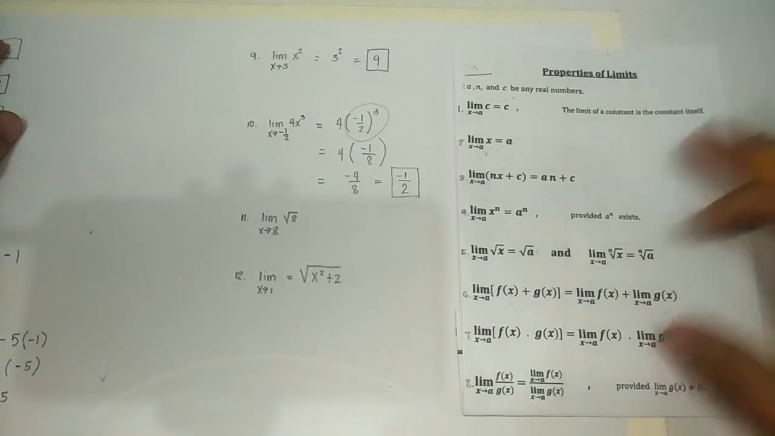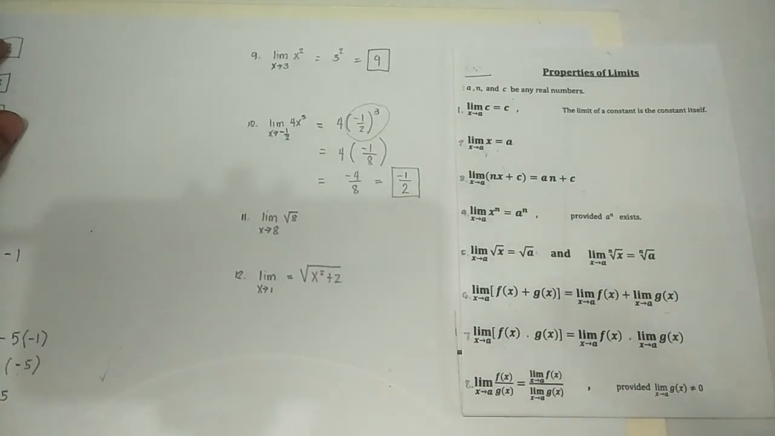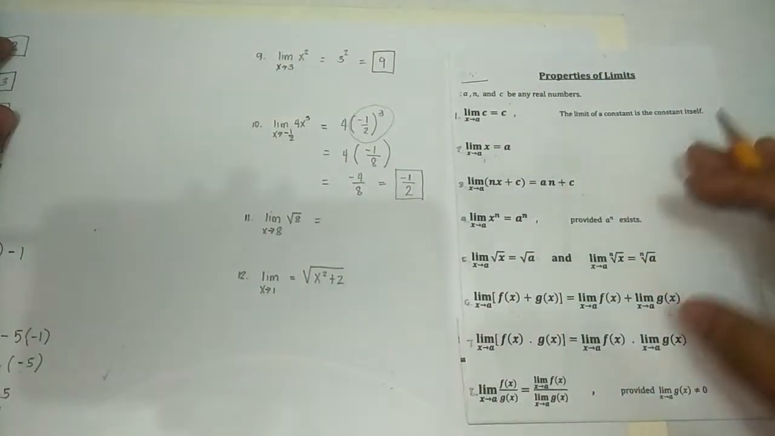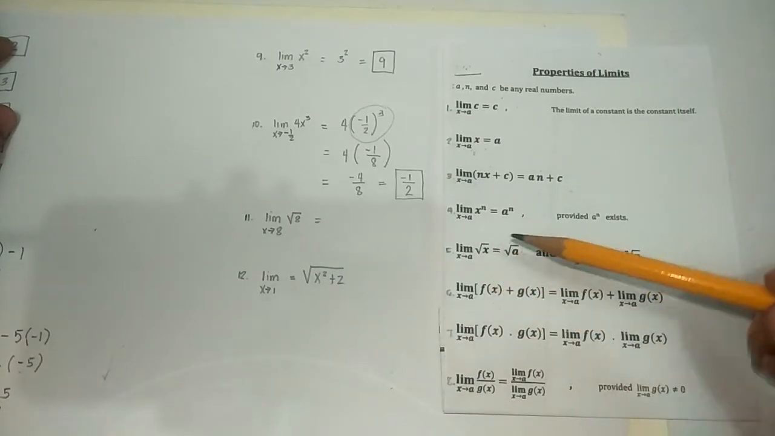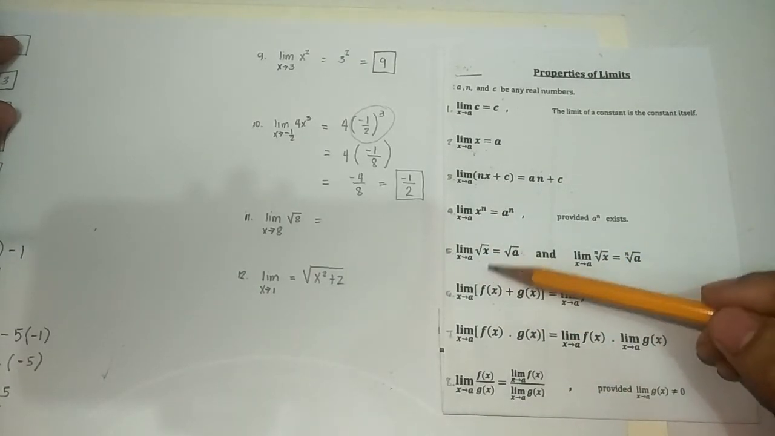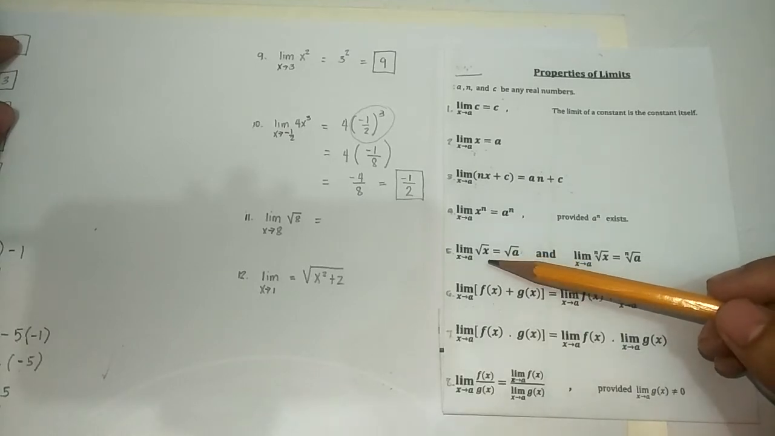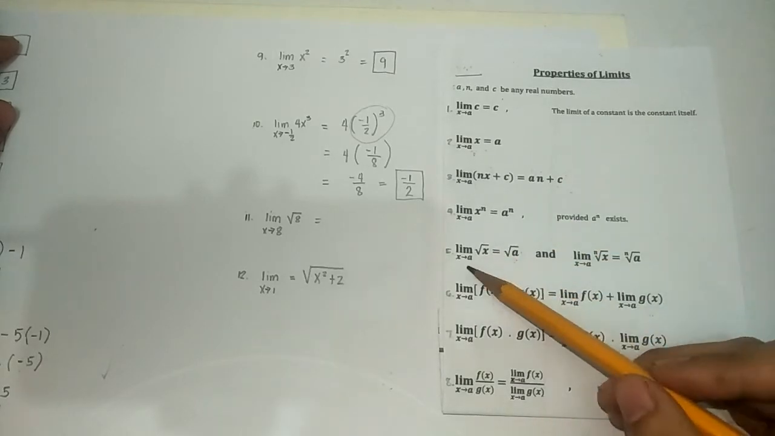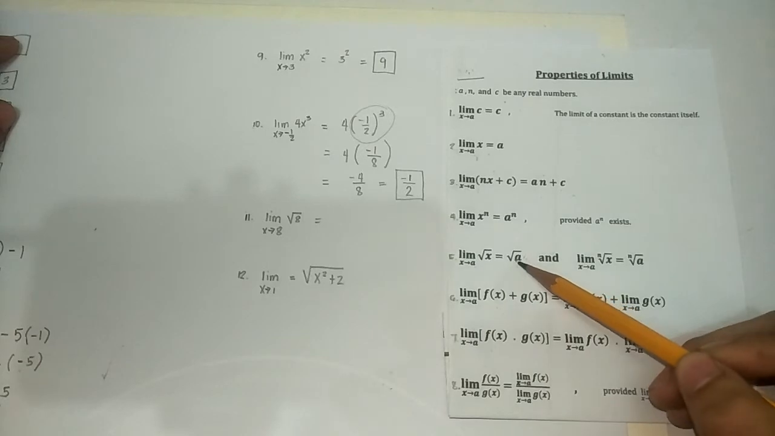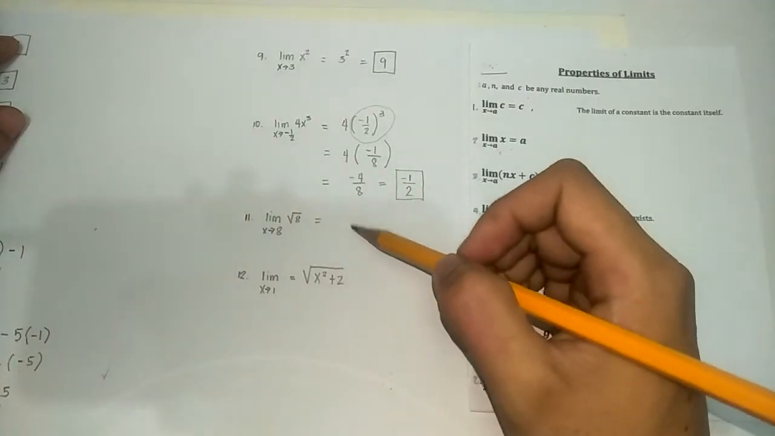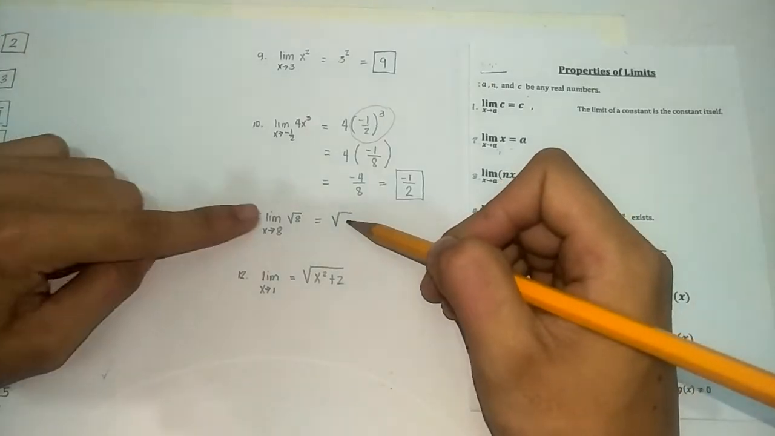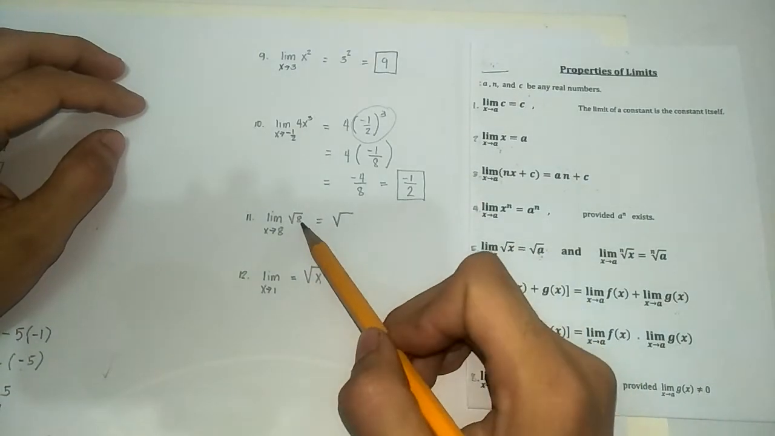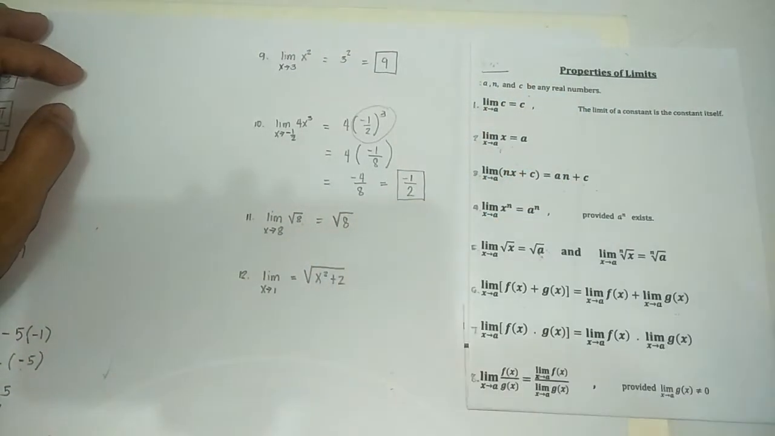Okay, number 11. We have the limit of square root of 8 where x approaches 8. So this example will be based on the property of limits number 5, wherein the limit of square root of x where x approaches a is equal to square root of its approaches. So kung ano yung approaches niya dito, yan yung sagot natin dito. Okay? So we have square root of 8, this is a square root of its constant, so therefore our answer is square root of its constant.